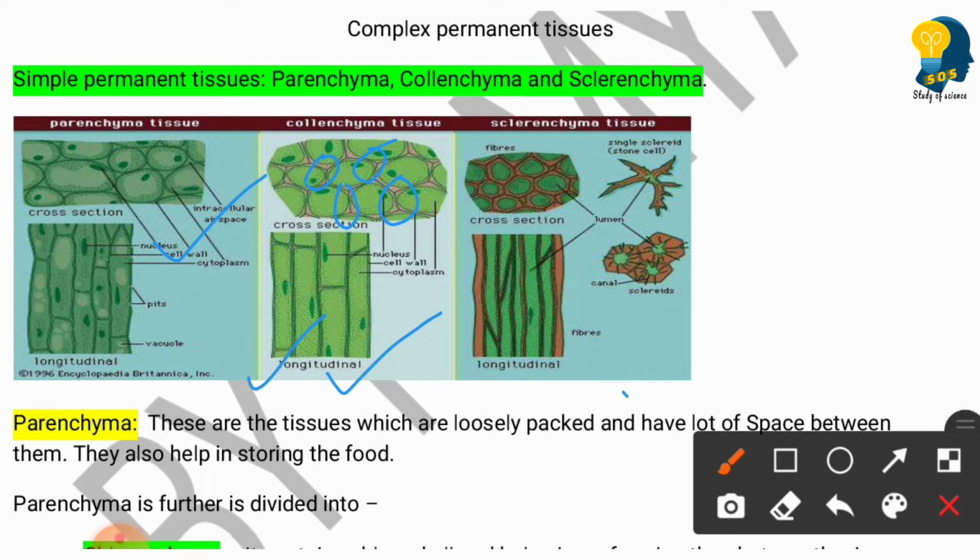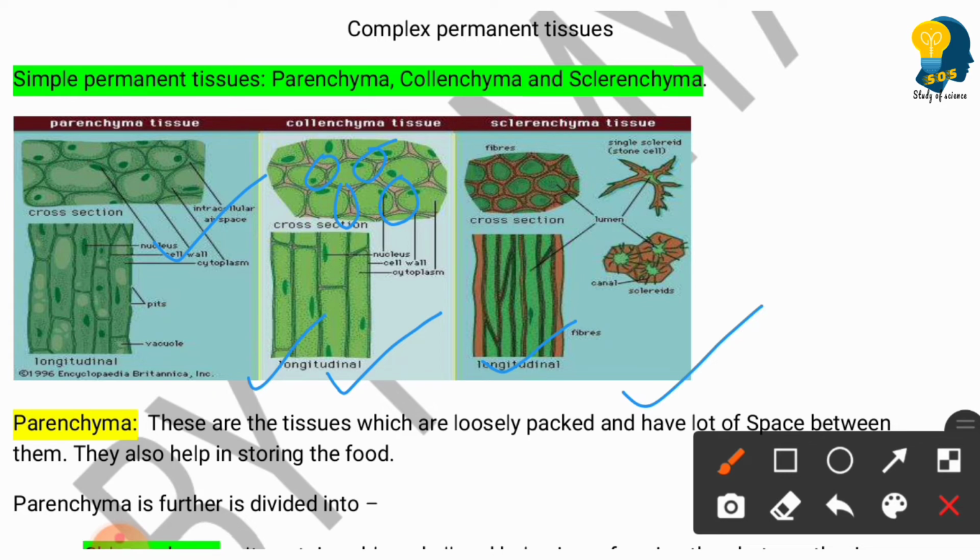So now, moving to the third type of simple permanent tissue, that is the Sclerenchyma. Sclerenchyma are tissues composed of long, narrow and thickened cells. And this tissue is made up of dead cells. Please remember, when I say Sclerenchyma, they are the tissues which are made up of dead cells.